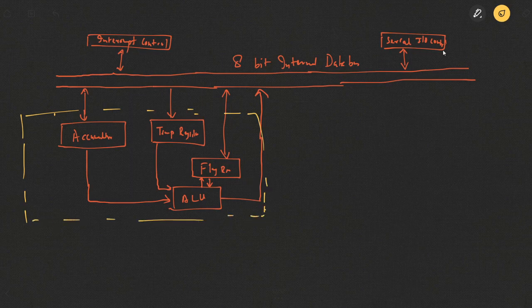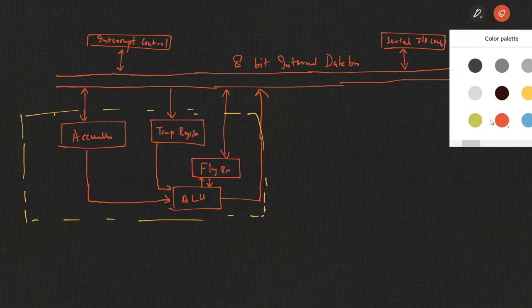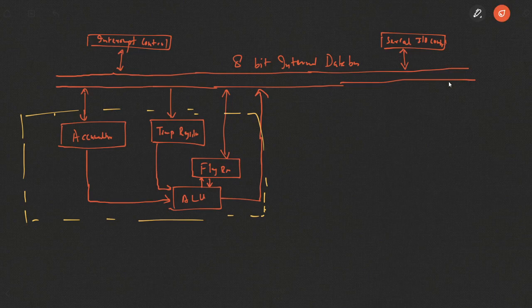Fine. Next is your registers that we have discussed, the general purpose registers. Again, the general purpose registers will be bidirectional, that means they can access the data bus as well as write onto the data bus.